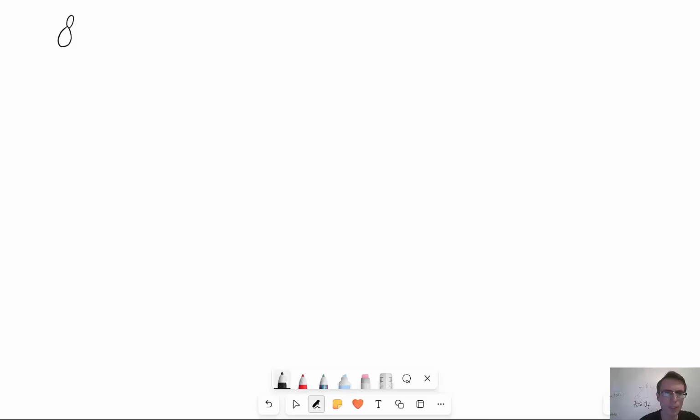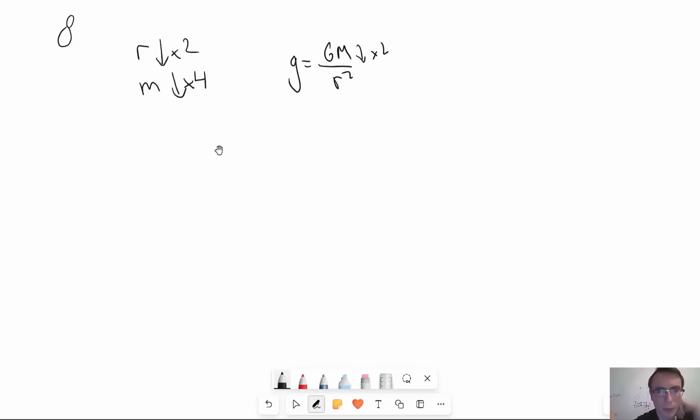Okay, so question 8, we've got a planet that has radius which is half the Earth's radius, and so the radius has decreased by a factor of 2, and the mass, which is a quarter of the Earth's mass. Okay, so what is the approximate gravitational field strength? Well, because g is equal to GM over R squared, if the mass has decreased by a factor of 4, this will decrease g by a factor of 4.